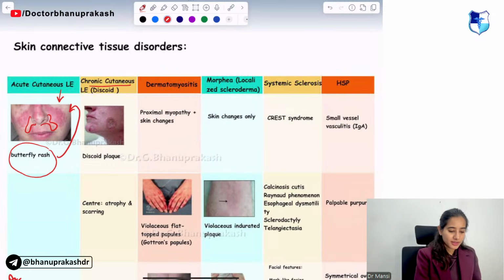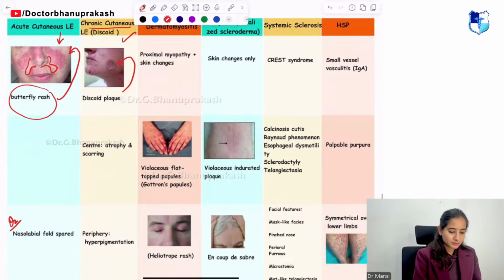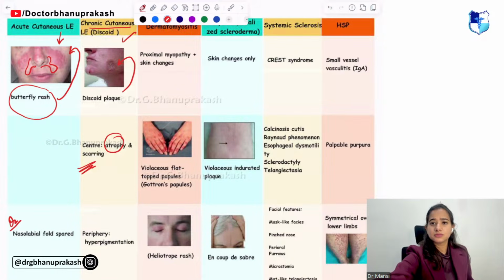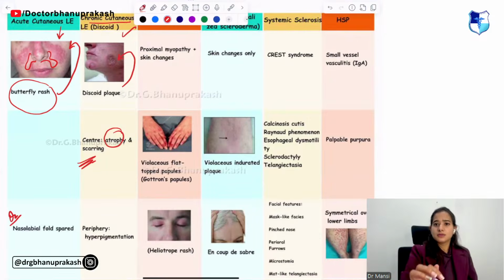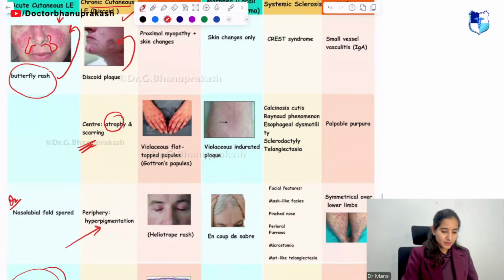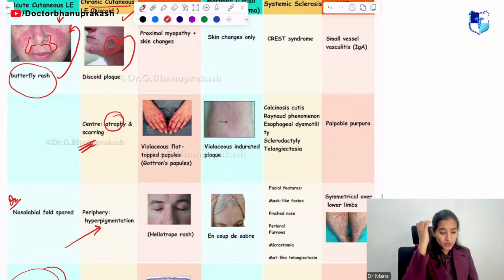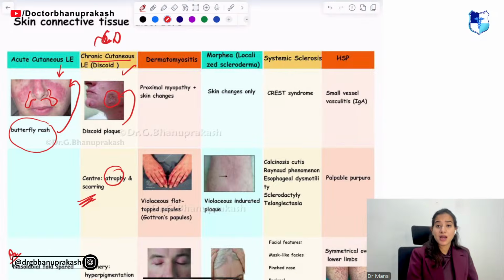Then we have the chronic cutaneous type, the discoid one. We can see there is a discoid plaque. And atrophy and scarring is there. In the periphery of this discoid plaque, you can see hyperpigmentation. This is one thing which is classical for this. Remember C for D, CD, a discoid plaque is present in this chronic cutaneous lupus erythematosus type.